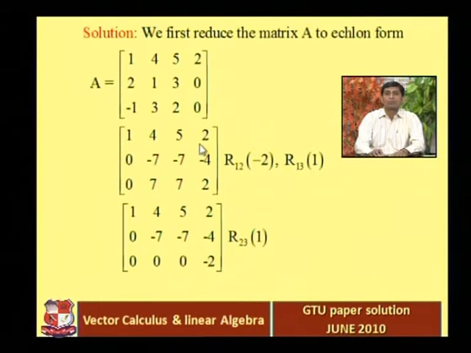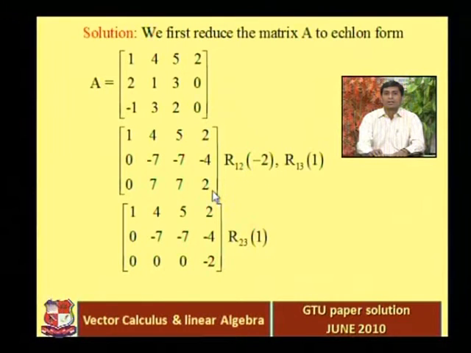So 1 4 5 2, the first row is as it is. The second row: 2 minus 2 is 0, 1 minus 8 is minus 7, 3 minus 10 is minus 7, 0 minus 4 is minus 4. Then we multiply the first row with 1 and add into the third row. So that is minus 1 plus 1 is 0, 4 plus 3 that is 7, 5 plus 2 that is 7, 2 plus 0 that is 2.